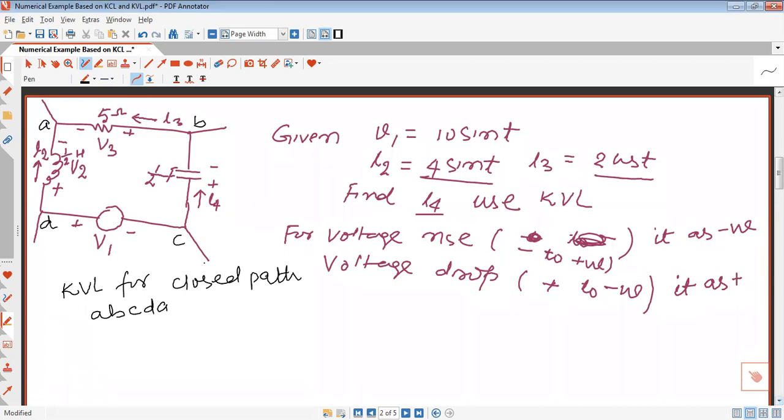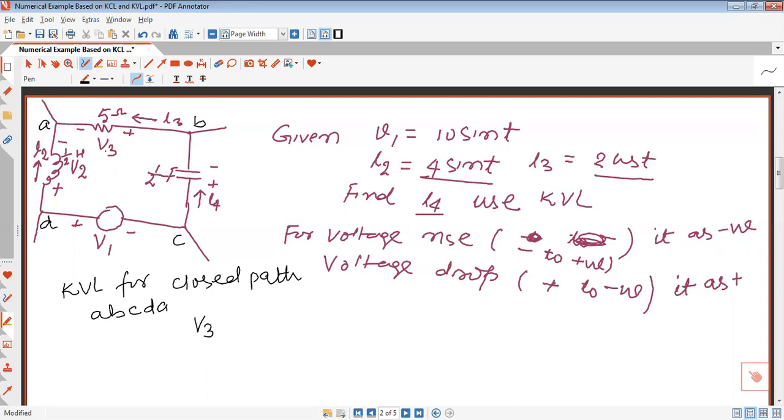In this case, if I go from A to B, we meet negative first. So negative to positive we are going. It means we are going from lower potential to higher potential, so there is a potential rise. A potential rise is taken as negative. So here we have to take it negative as V3.